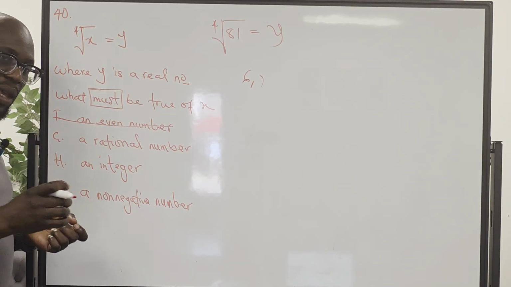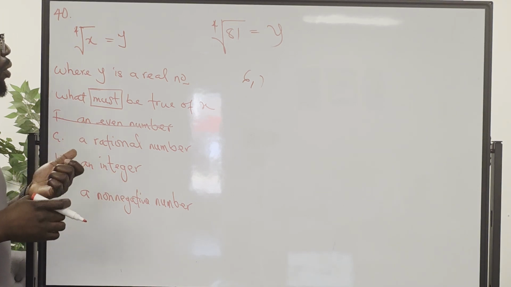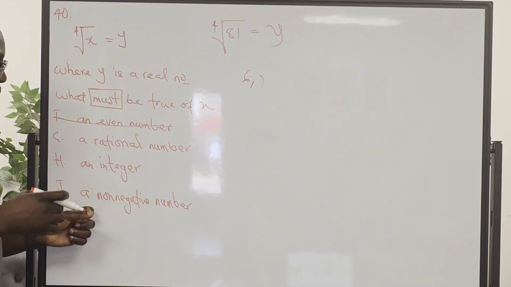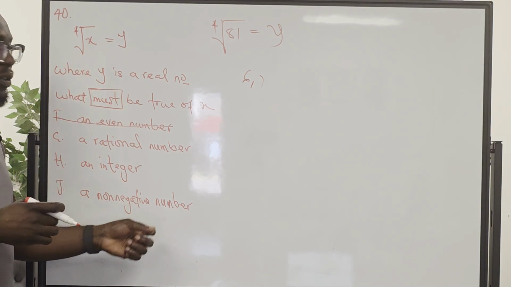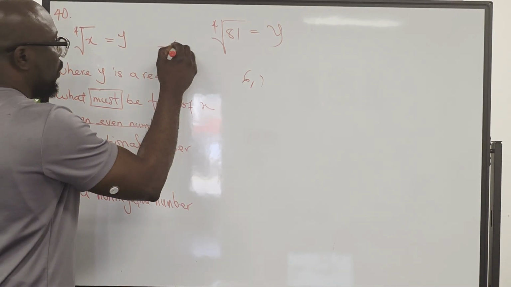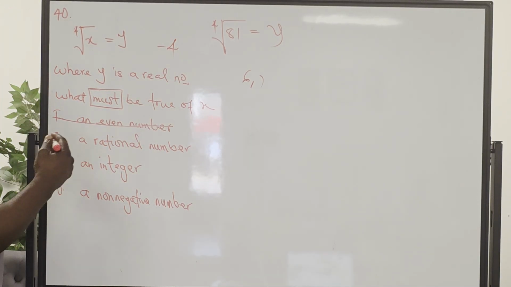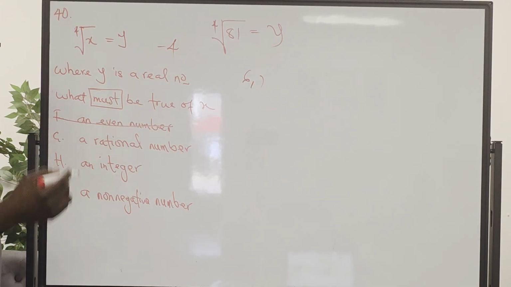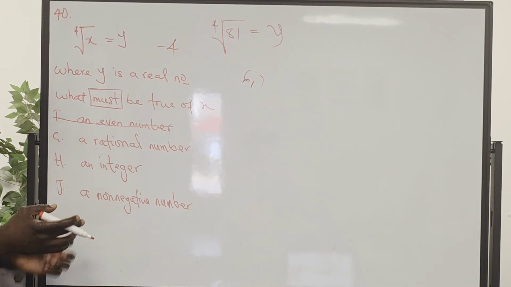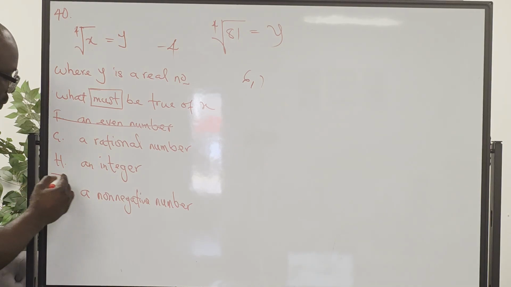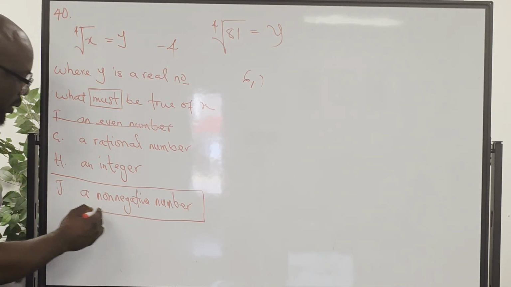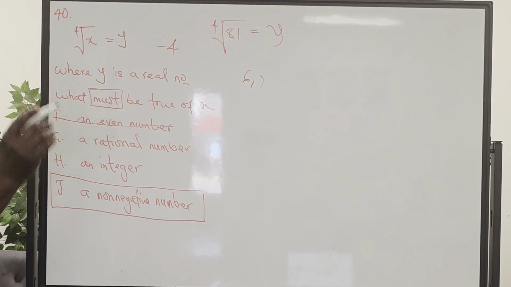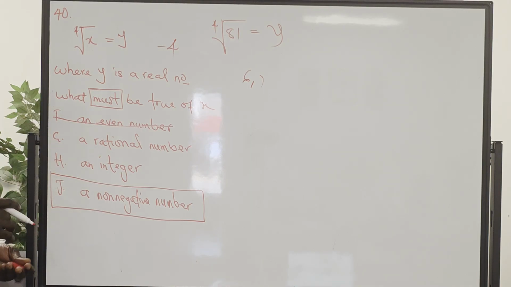So the only answer here that must be true of x is that it must be a non-negative number. x cannot be -4. But x could be 81, 252, could be anything. So the only answer here is that x is a non-negative number. This is a very quick question. You answer it, move on to the next question.